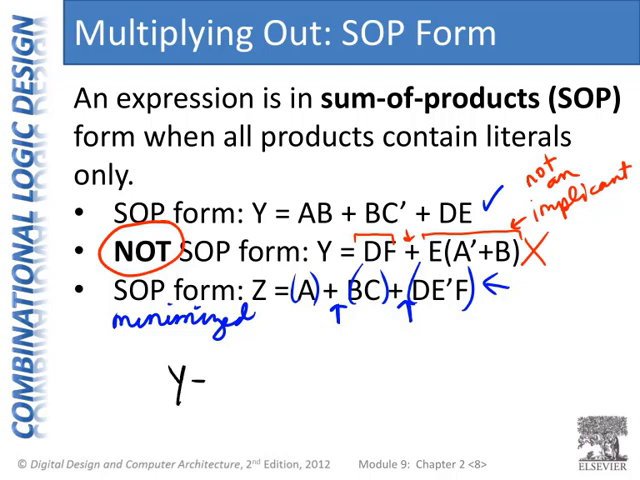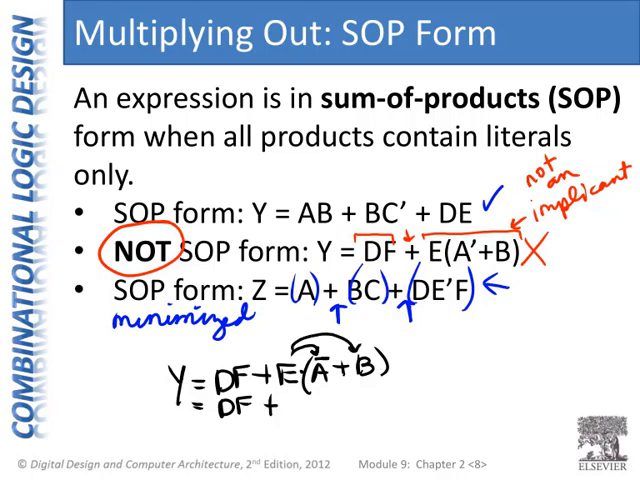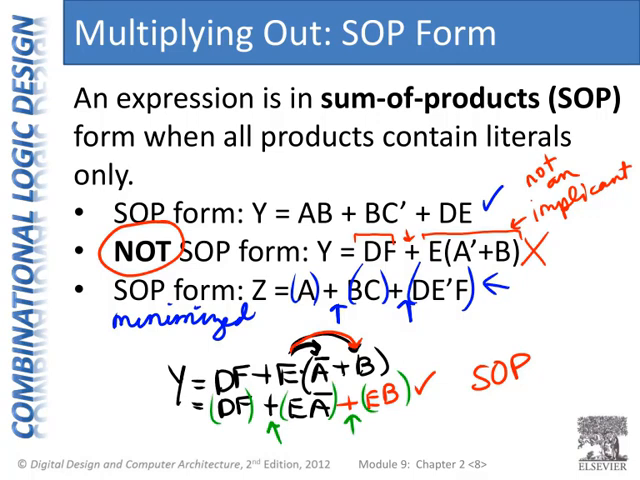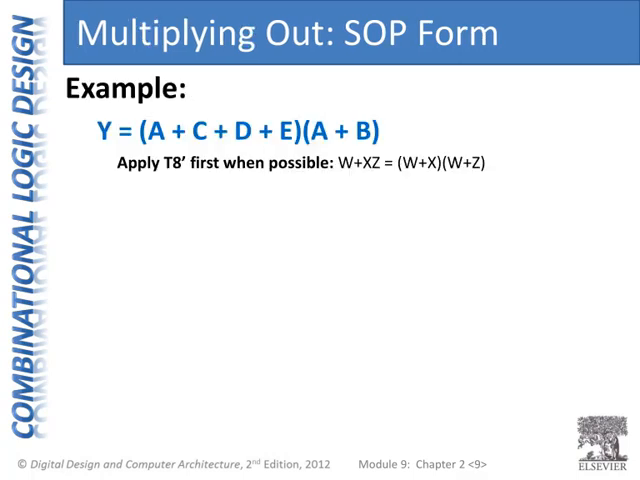So I'm going to start with that original equation, y equals DF or E and quantity A bar or B. Well, I could use distributivity to distribute that E across those terms. So again, distributivity or multiplying out. So E and A bar or E and B. And now this is in SOP form, sum of products. We have a sum of products of implicants.